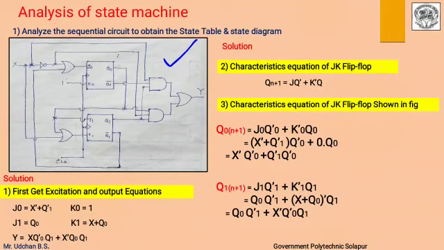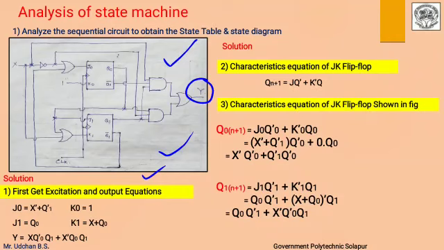In the question, the sequential circuit diagram is given. From that we have to find out the state diagram. So this is the given question. From this, first we have to get the excitation and output equations. So first write all the input variable expressions of the JK flip-flop. After that, write the output expression of this sequential machine.